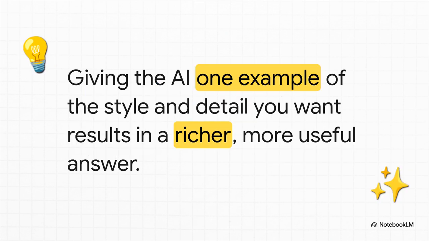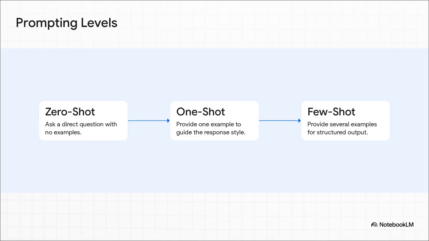But now, watch what happens when we level up to a one-shot prompt. Here, we give the AI just one little example of the style and the detail we're looking for. And that simple addition acts as a guide, and suddenly we get a much richer, more descriptive, and way more useful answer.